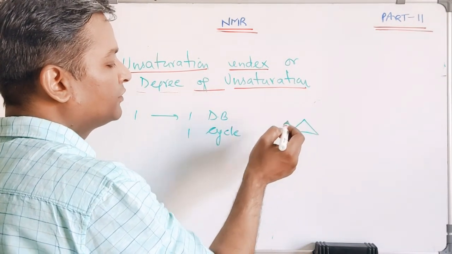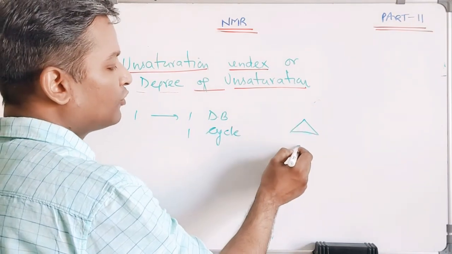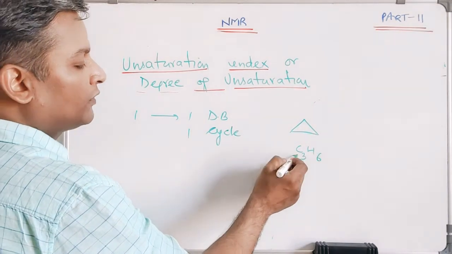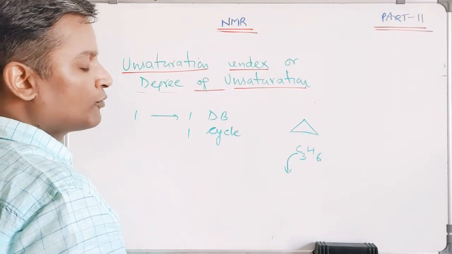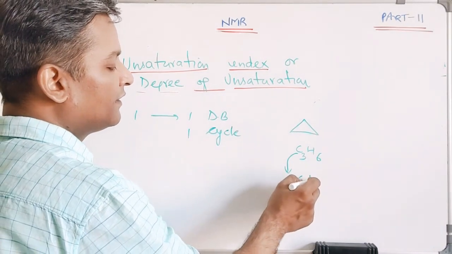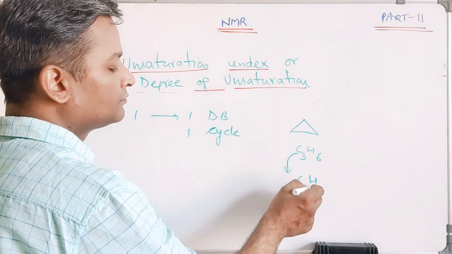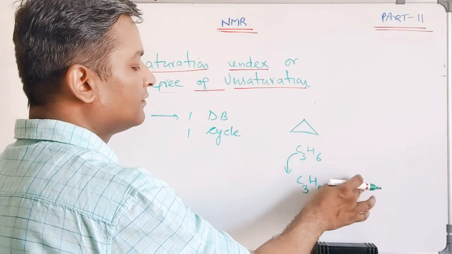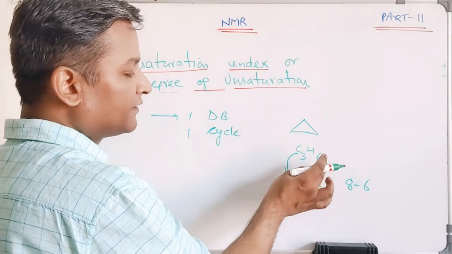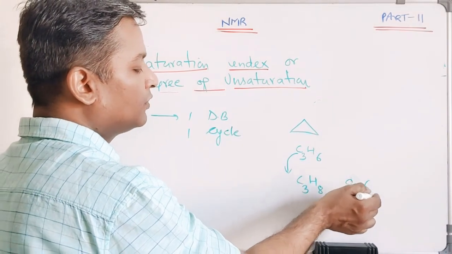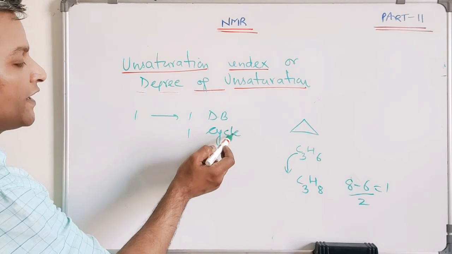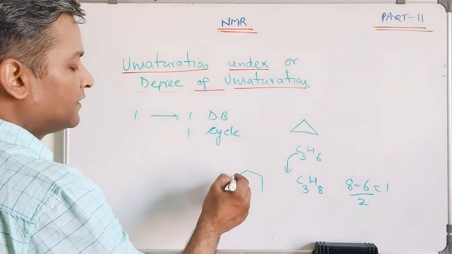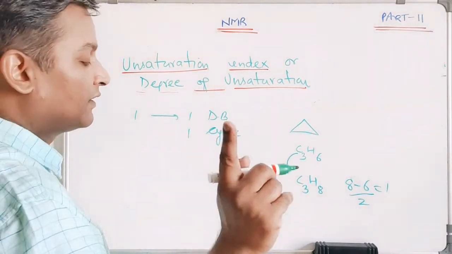Let's see, I have a cyclic compound, cyclopropane. The cyclopropane formula is C3H6. Let's find out the unsaturation index of this cyclopropane molecular formula. The alkane is C3H8. So 8 minus 6, divided by 2, is equal to 1. So this is why I'm saying one cycle. You can take any cycle, you can take cyclohexane.